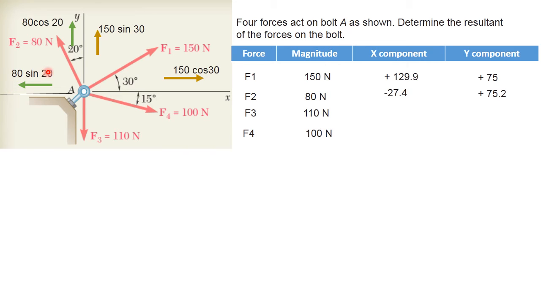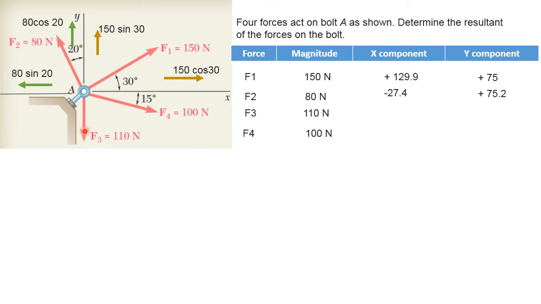So if I get the values, I'll get this much. Why have I taken it as minus 27.4? Because it is directed towards which direction? Towards the left side. That's why it is minus 27.4. So you have to give the plus or minus sign very carefully. Similarly, it is directed upward, so the value will be positive.